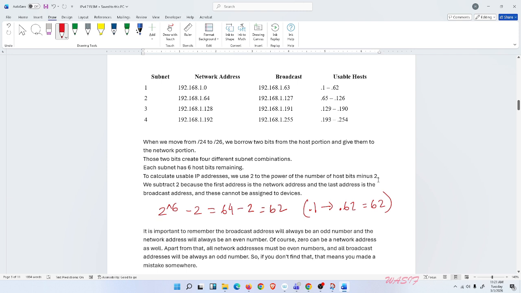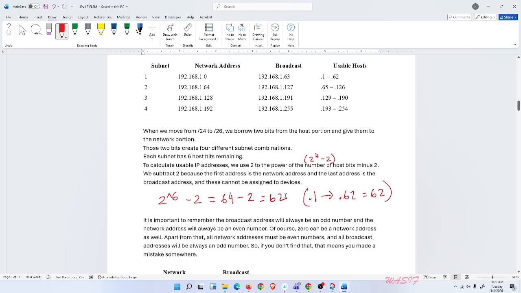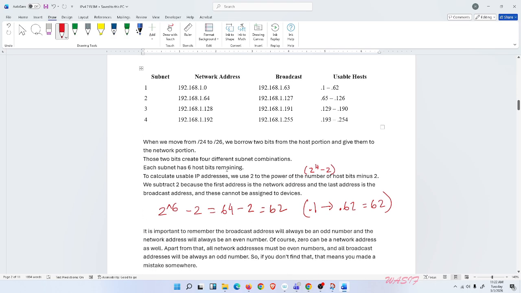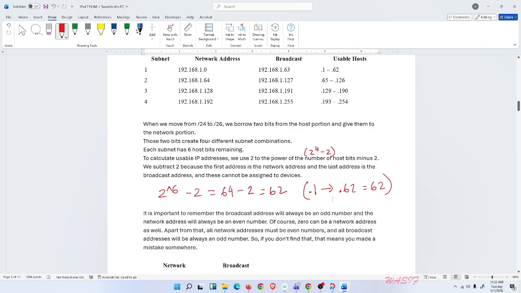Now look at here very carefully. The formula is very simple. The old formula is 2 to the power h minus 2, 2 to the power the number of host bits minus 2. We subtract 2 because the first address is the network address and the last address is the broadcast address, and these cannot be assigned to a device. So 2 to the power 6, because you have 6 host bits here, minus 2: 64 minus 2 is 62. So from 1 to 62 you can use 62.